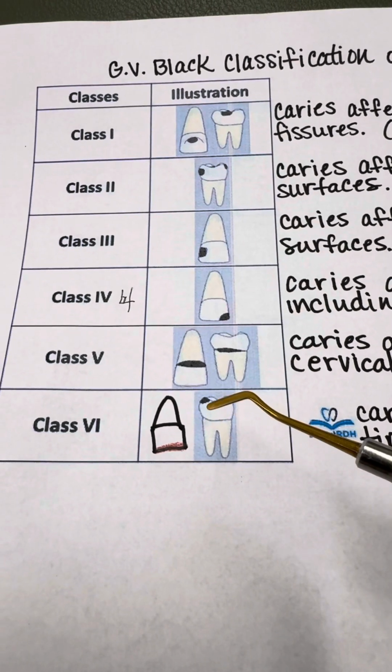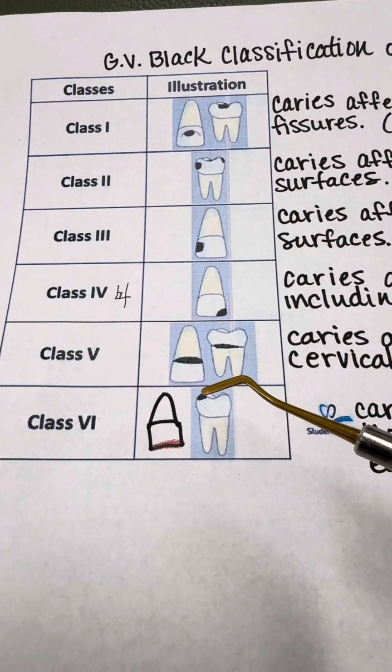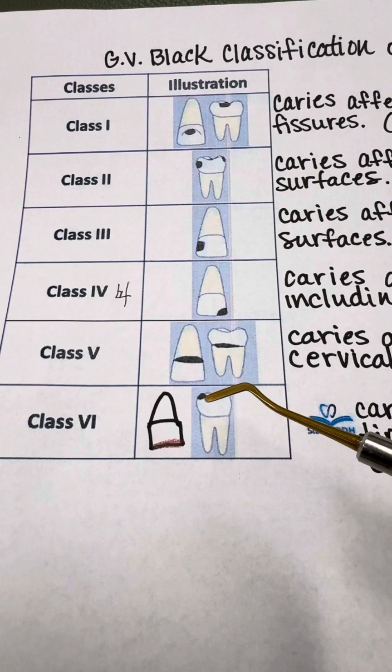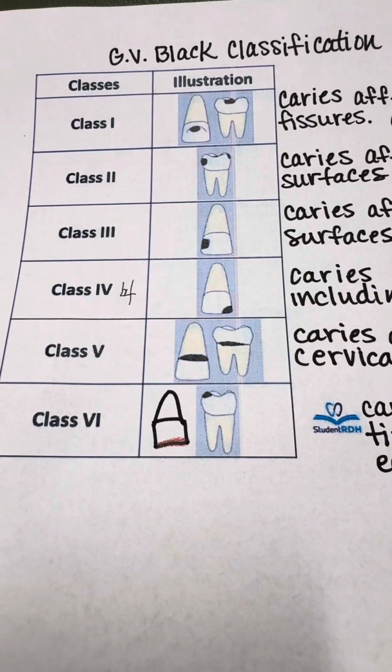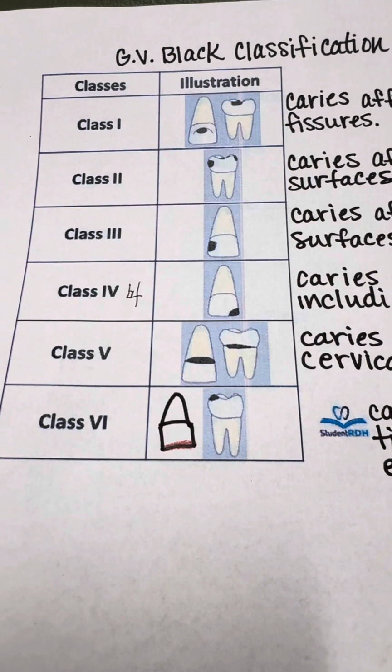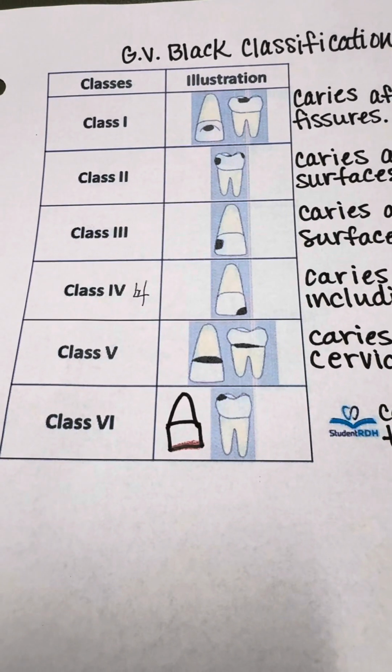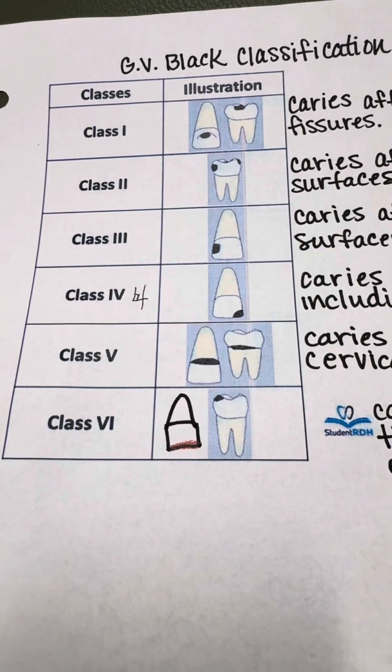Class 6 on a posterior tooth would be right on the cusp tip, and in real life, it looks like a volcano. You know how volcanoes at the very top, they're going to have that little circle where the lava comes out? Well, that's what it kind of looks like in real life.